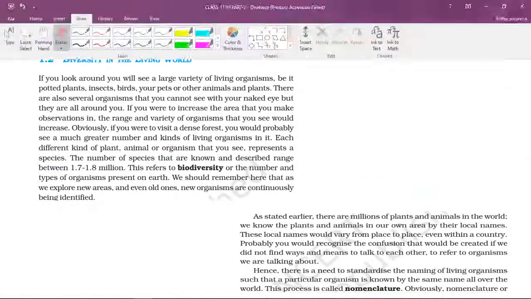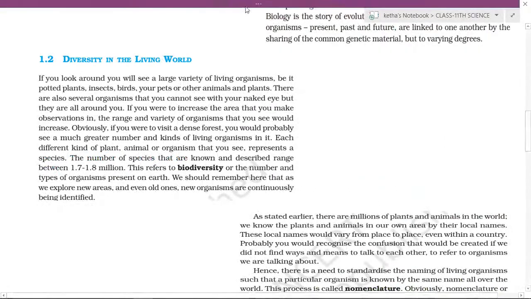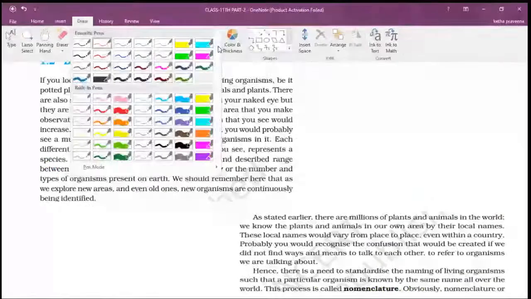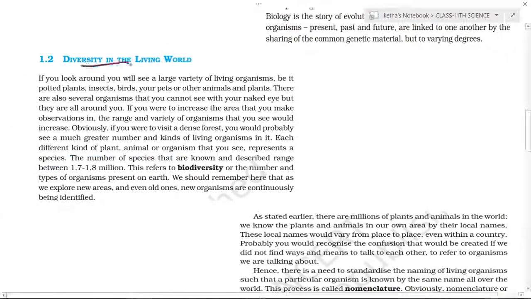Now next, we will be seeing the diversity in the living organisms. If you look around, you will see a large variety of living organisms, be it potted plants, insects, birds, your pets, or other animals and plants. So we are going to observe all these through our surroundings.